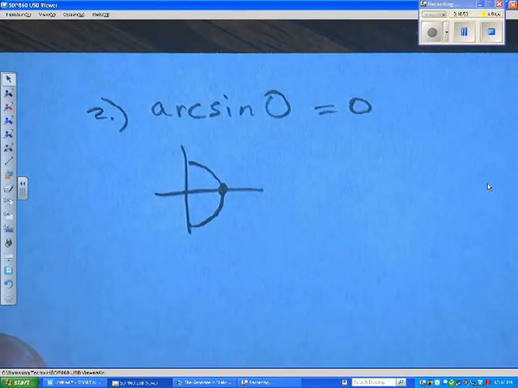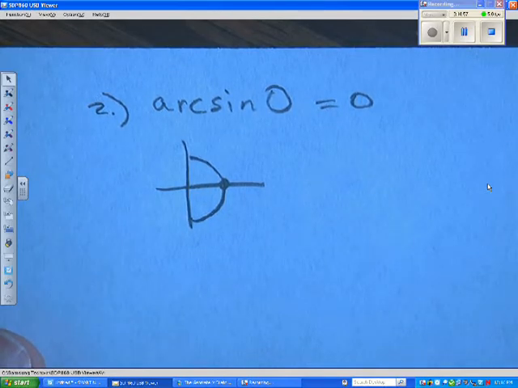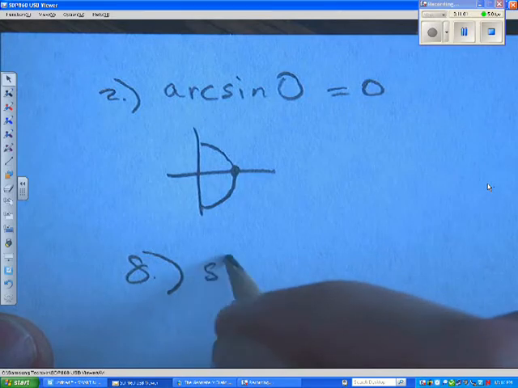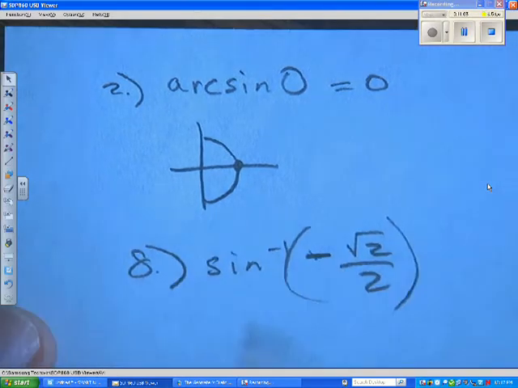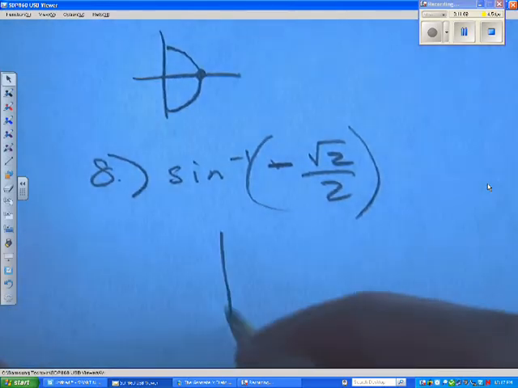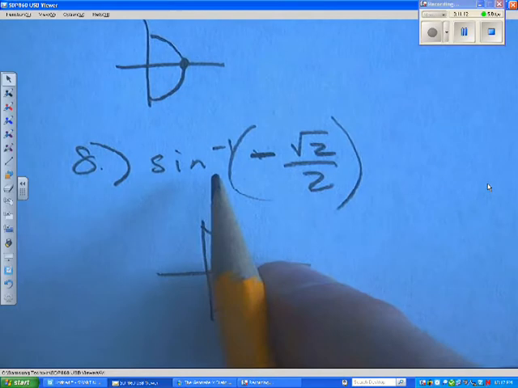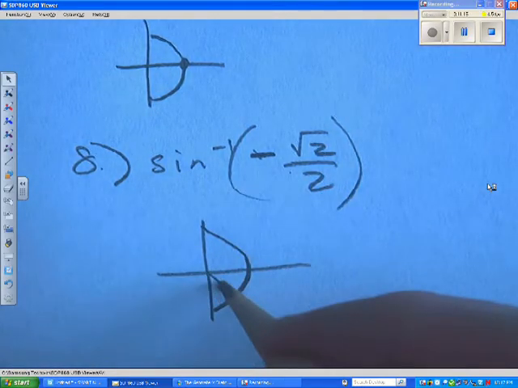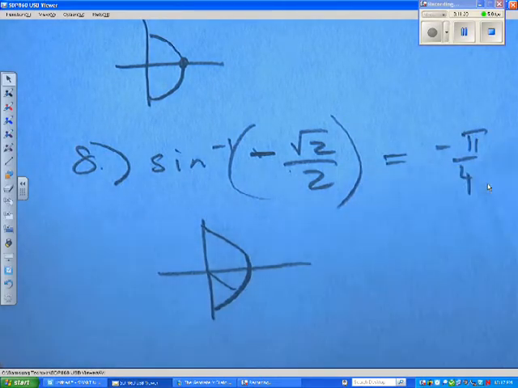Let me do a couple more with this just to make sure you're following along. Let's say we're looking for number 8, which is inverse sine or arc sine of negative square root of 2 over 2. Remembering that the range of arc sine, just like I illustrated before, is negative pi over 2 to pi over 2. Sine is the y value on the unit circle. That means we need to be in the fourth quadrant if this is negative. Negative square root of 2 over 2 is that value right there, so this is negative pi over 4.